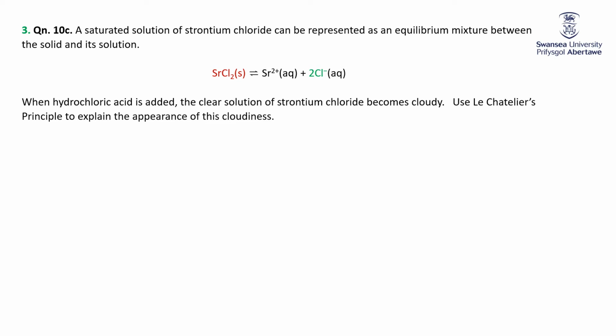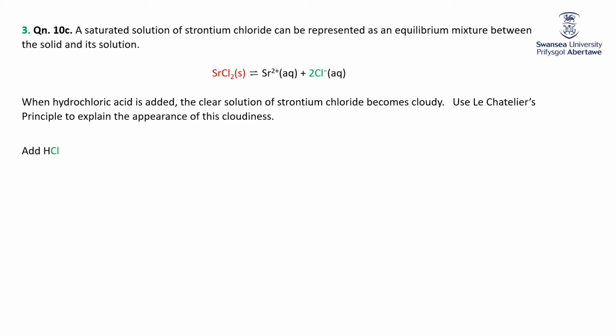A saturated solution of strontium chloride, you don't often see strontium at A-level, can be represented as an equilibrium mixture between the solid, SrCl2 solid, and the solution. Notice in the solution, because it's an ionic compound, it has dissociated to give you Sr2+ and 2Cl- aqueous. Now we add some hydrochloric acid and a clear solution of strontium chloride becomes cloudy. Use Le Chatelier's principle to explain the appearance of this cloudiness.